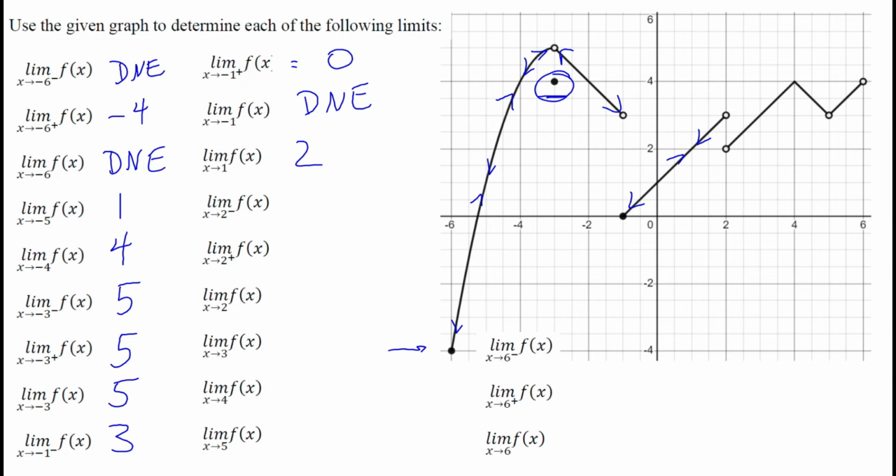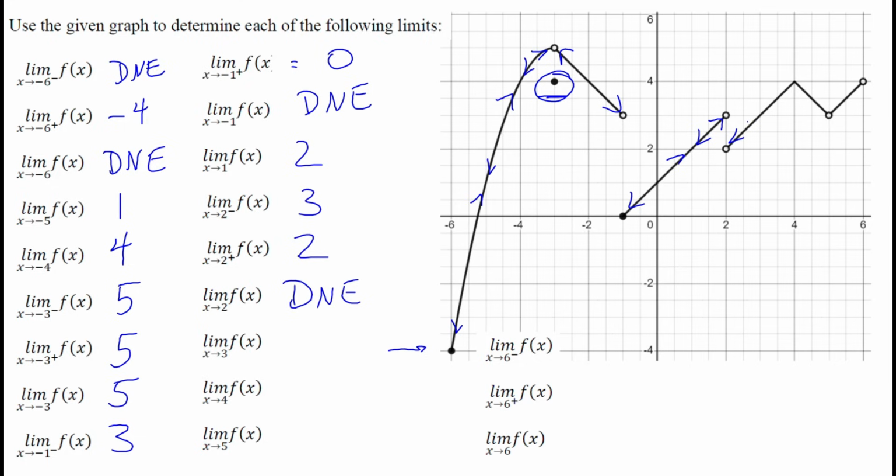As we approach 2 from the left-hand side, we're going towards a y value of 3. We don't ever get there because of the open circle, but that's what we're approaching. And as we approach 2 from the right-hand side, we're going down there towards a y value of 2, which again, we don't hit because of the open circle, but we're still approaching it. The two-sided limit, as x approaches 2, then does not exist because the left and the right limits didn't match up. One was 3 and the other was 2.